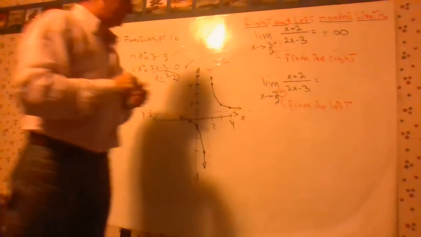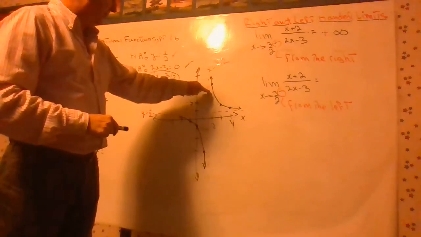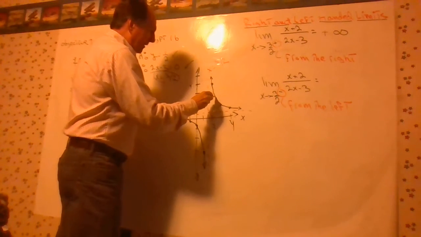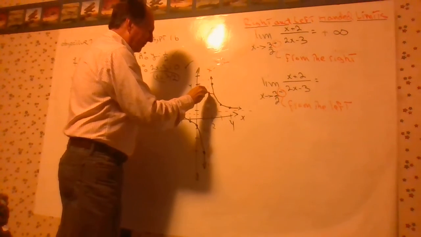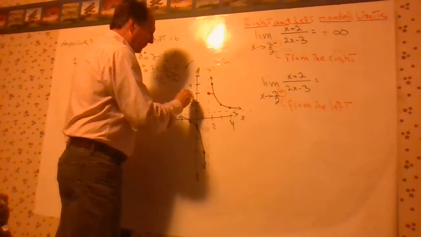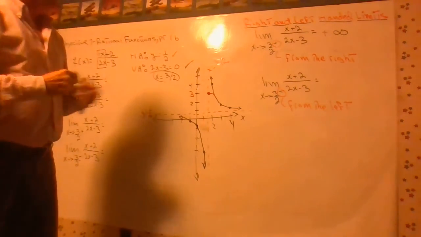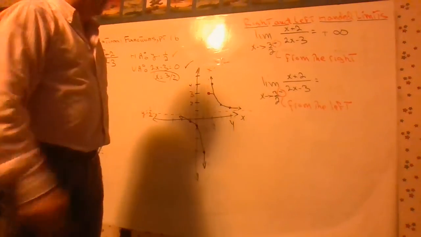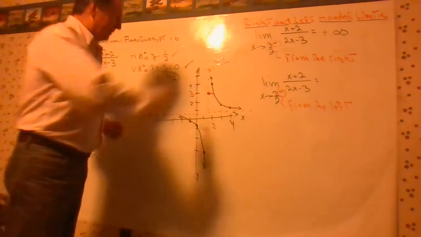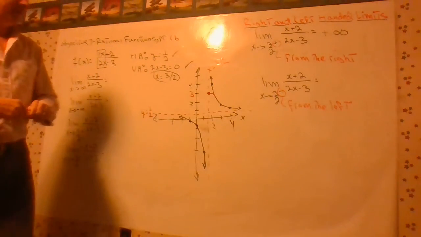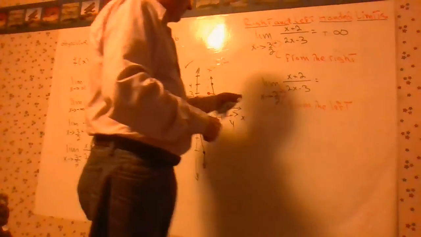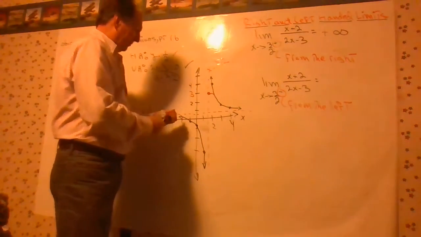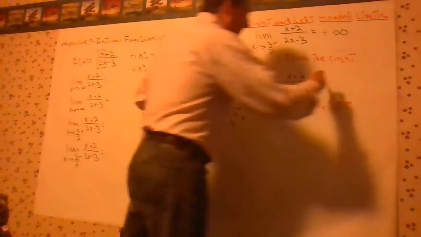With different functions, it's entirely possible that this would approach a number. So for instance, if this graph kind of did this, and that's 3, then this limit from the right, the answer would be 3 if it approached 3. But it isn't, so it goes up to positive infinity. That's how we describe it. In this case, as x approaches 3 from the left, what happens? This goes down to negative infinity.